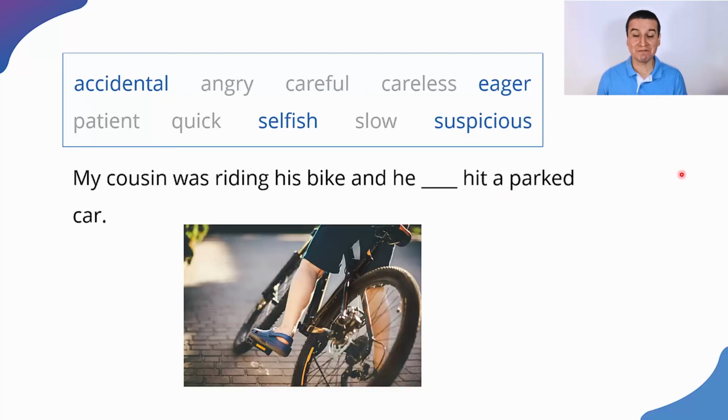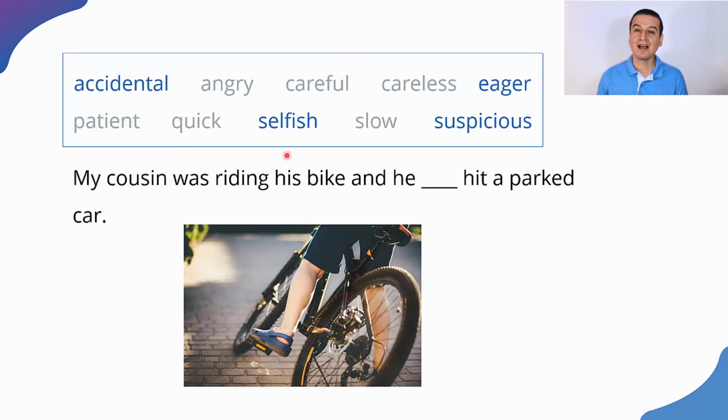All right, the last one. My cousin was riding his bike. Okay, here we have the cousin. And he blank hit a parked car. Nothing serious, just a car was parked, was standing there, and he hit it. So how was he riding his bike? And how did he hit the car? That's the most important thing.